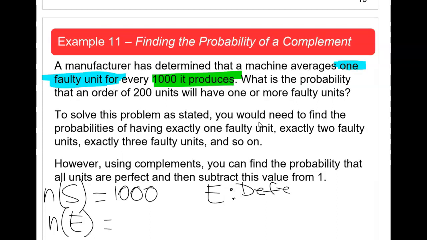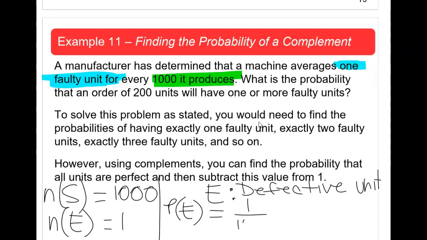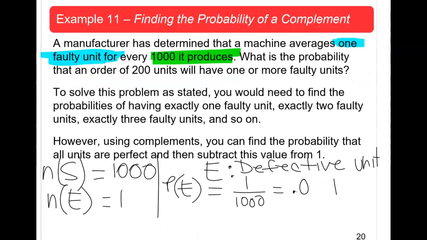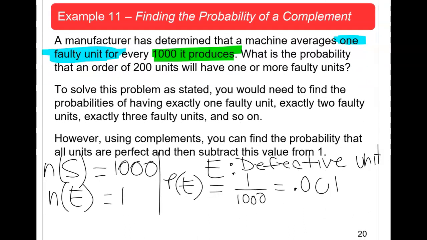The event E will be the defective units, and so that will be a 1 out of 1,000. So the probability of getting a defective unit is 1 out of 1,000, or in decimal form, 0.001. That's what the probability will be.